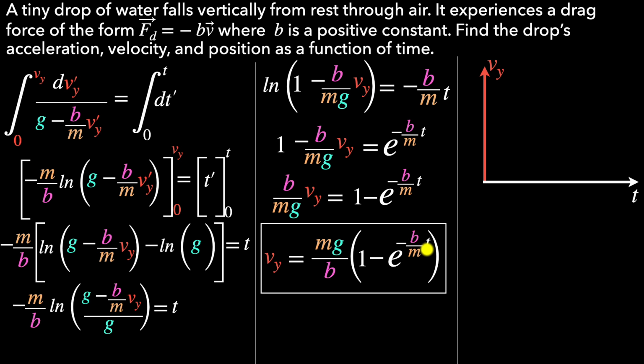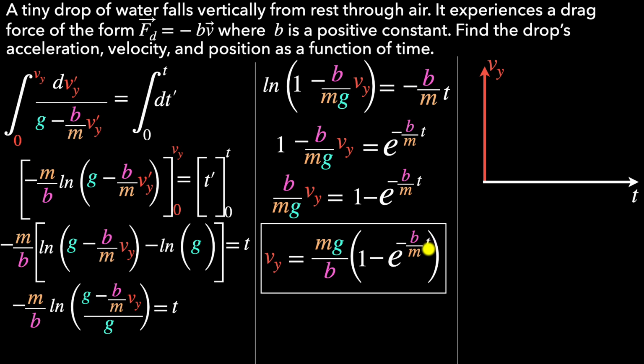First, let's think about at time t equals 0. If I plug in 0, you get e to the power 0, and that's 1. 1 minus 1 is 0. 0 times some positive number is 0. So at time t equals 0, our velocity is 0, and that makes sense because it starts from rest. At time t equals 0, we knew that the velocity was 0, so this is quite comforting. So our graph should start from here.